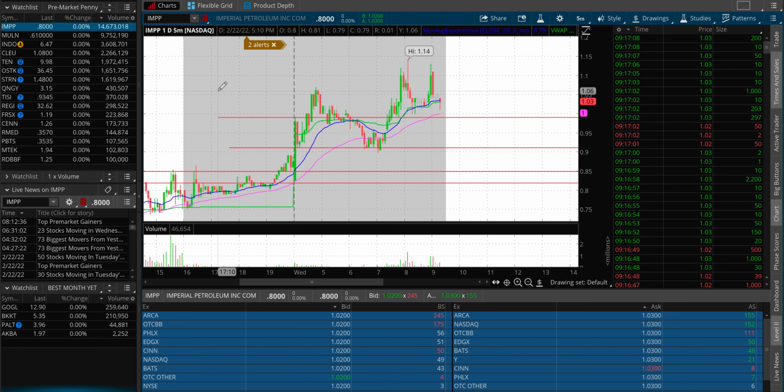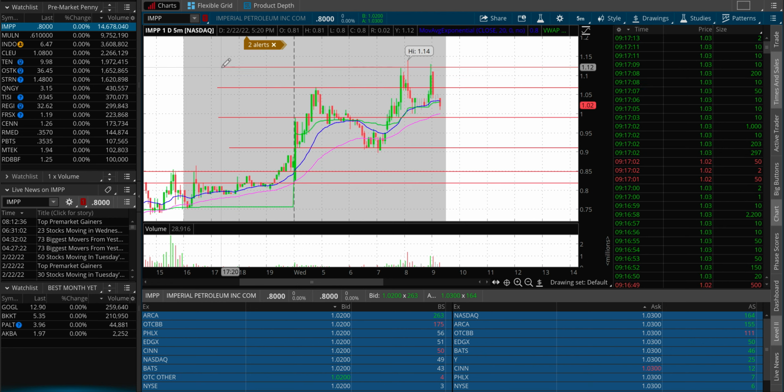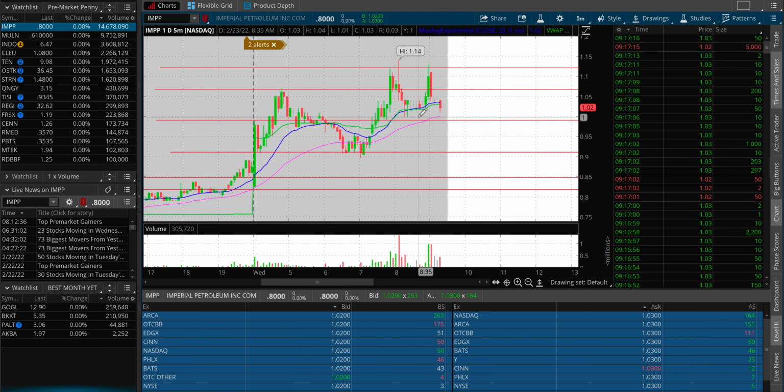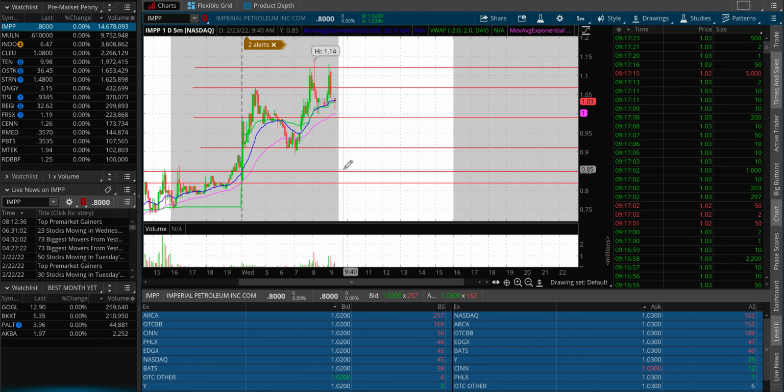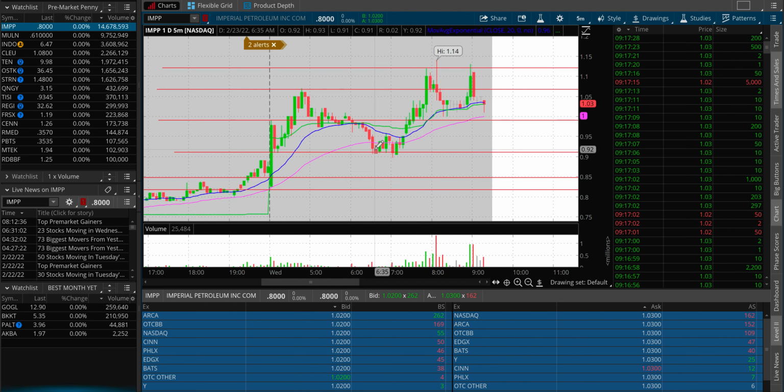So once we determine these levels of support and resistance, and by the way, this is IMPP, we can use them to create trade plans. And we use these to create entry prices, stop loss prices, and profit targets.